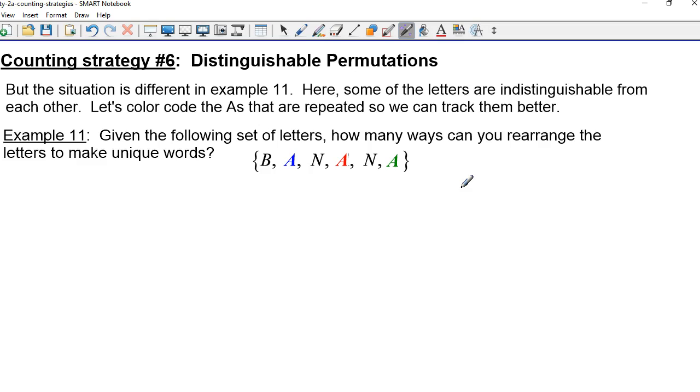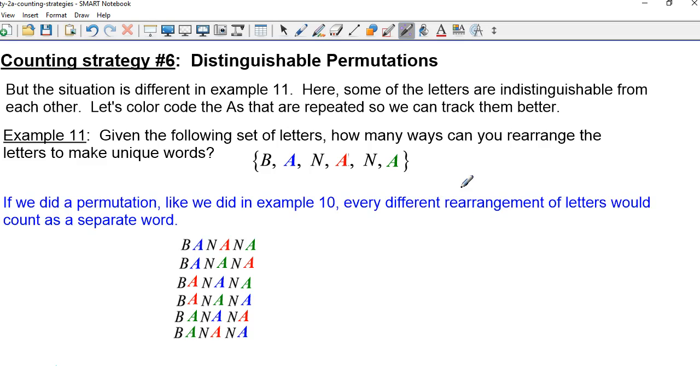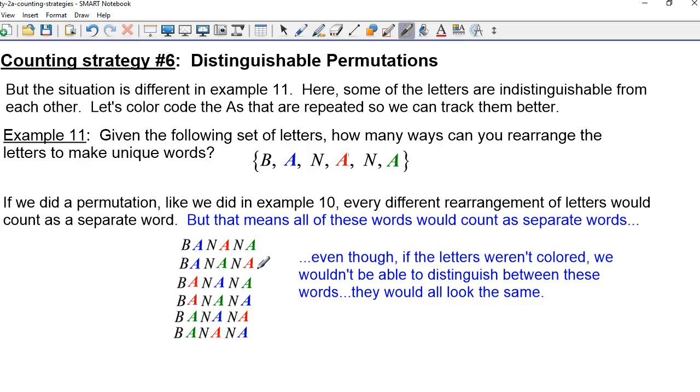To see what's going on here, I've color-coded just the A's, one blue, one red, and one green here, so we can kind of see them being moved around. If we did a permutation like we did in example 10, then every different rearrangement of the letters would count as a separate word. Each of these would be considered separate words, but they're really not different words, because if I didn't have them color-coded, they would all be the word banana, so we wouldn't be able to distinguish between those permutations, right?